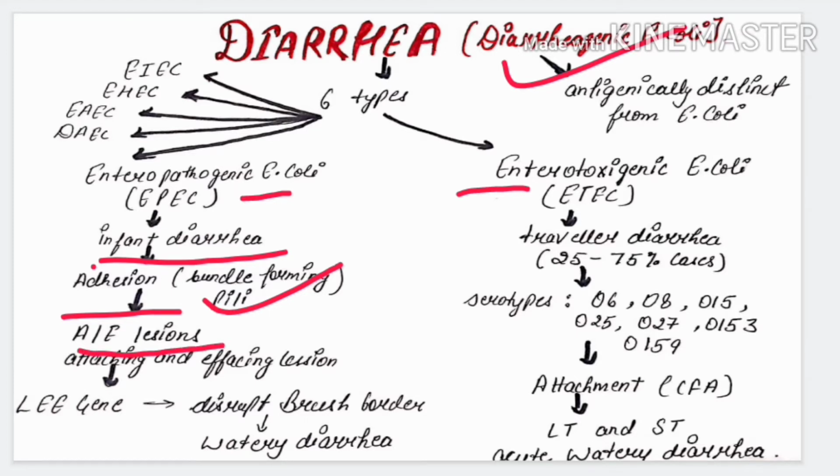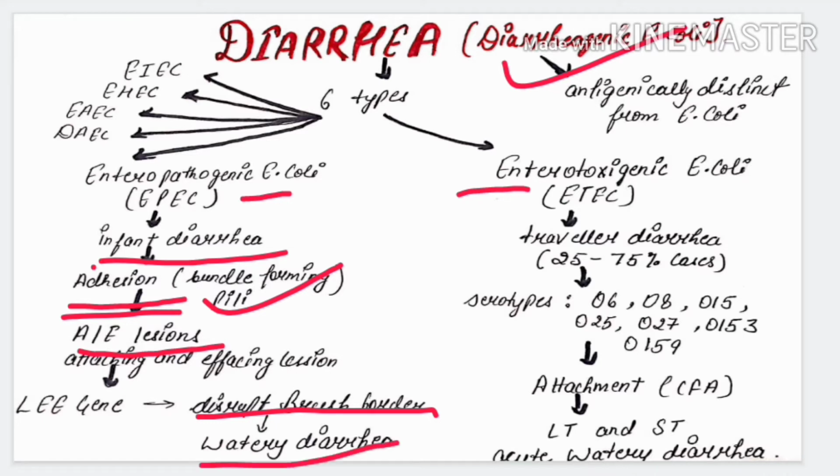When it adheres to the intestinal mucosa, it will disrupt its brush border and lead to watery diarrhea. What will it cause? It will destroy the brush border of epithelium cells, which leads to watery diarrhea. Increased secretion of electrolytes and water ultimately leads to watery diarrhea.